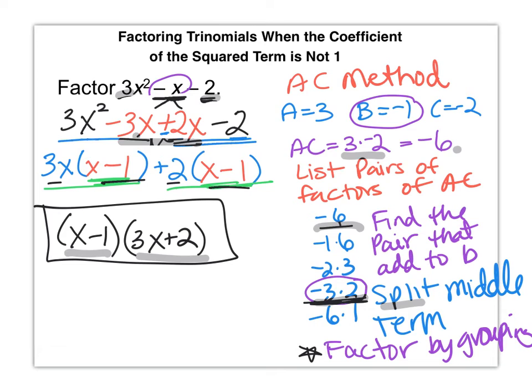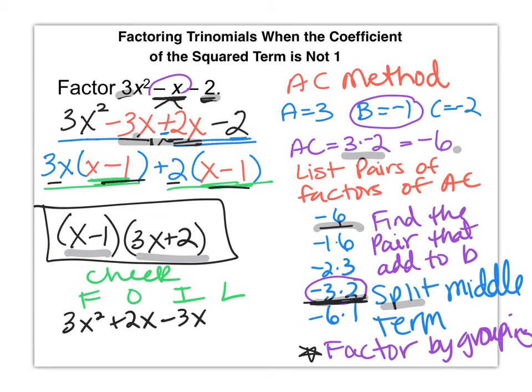The way you check is by using FOIL: the first, outer, inner, and last. When you do that, you get x times x times 3x, which is 3x squared. The outer is x times positive 2, or plus 2x. The inner is negative 1 times 3x, minus 3x. And the last is negative 1 times 2, which is negative 2.